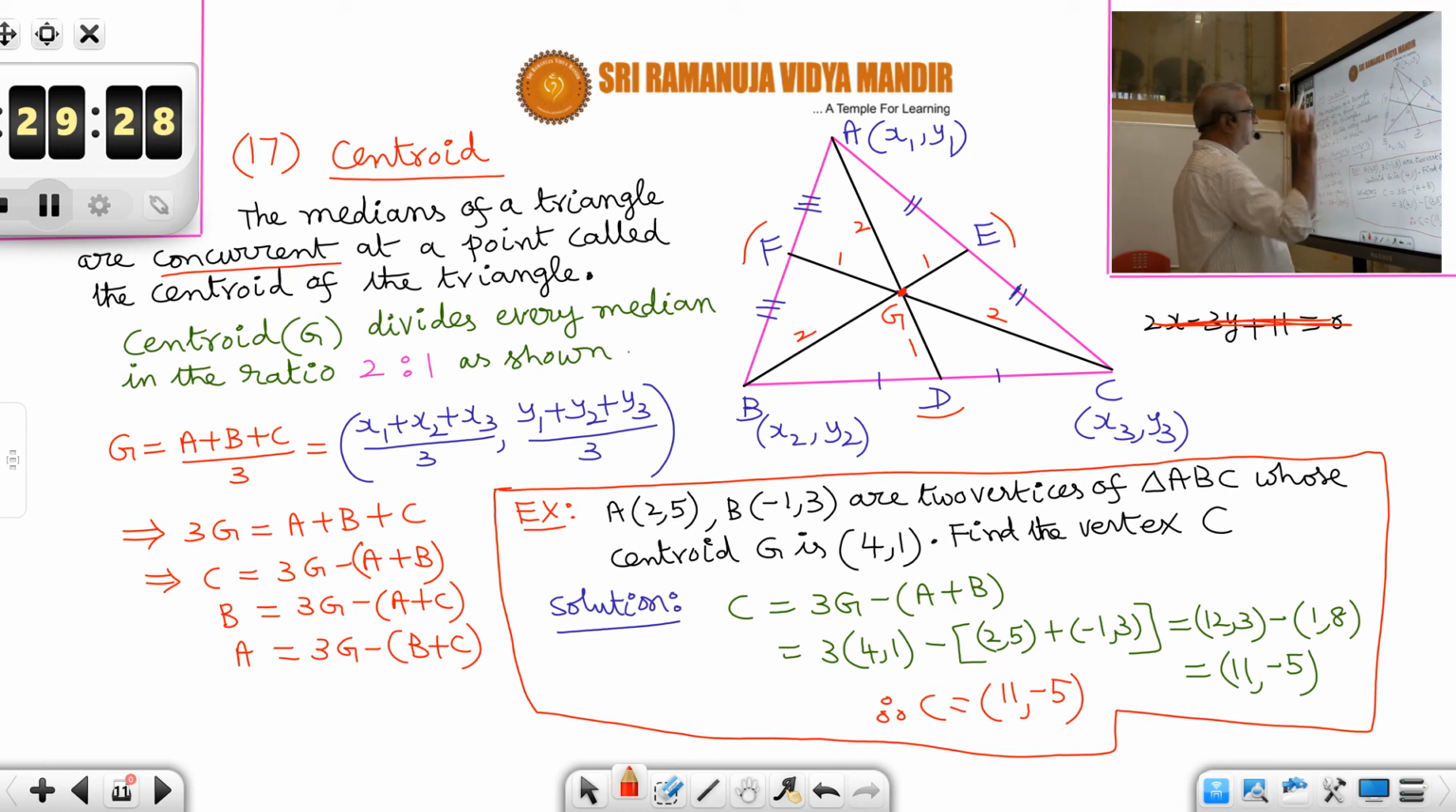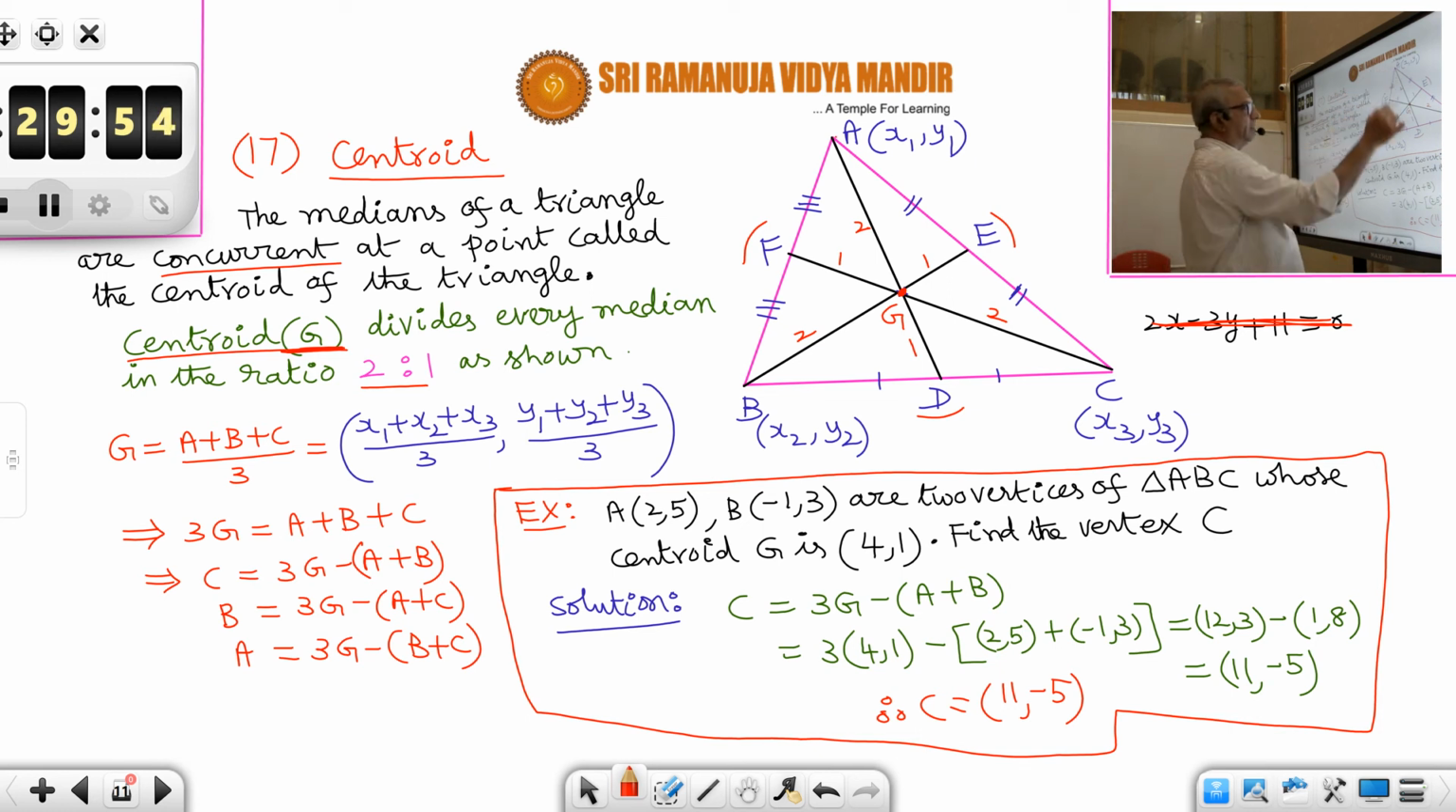That point is called the centroid of the triangle. Another important point is that the centroid is always denoted by the symbol G, because it is the center of gravity for the triangle. Centroid G divides every median in the ratio 2:1 as shown in the diagram.